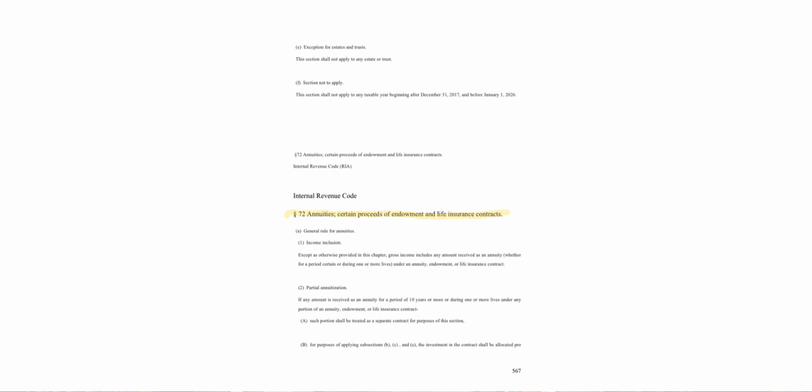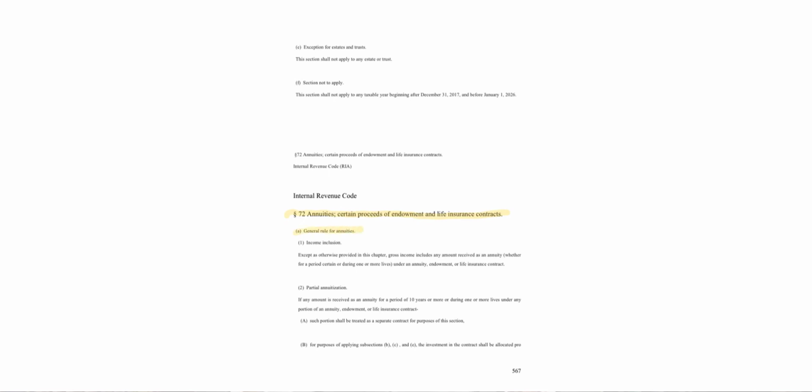Also, we're going to obviously take a look at these different items, including some of the items that I mentioned before. So we're going to start off under section 72, annuity, certain proceeds of endowment and life insurance contracts. A, general rule for annuity.